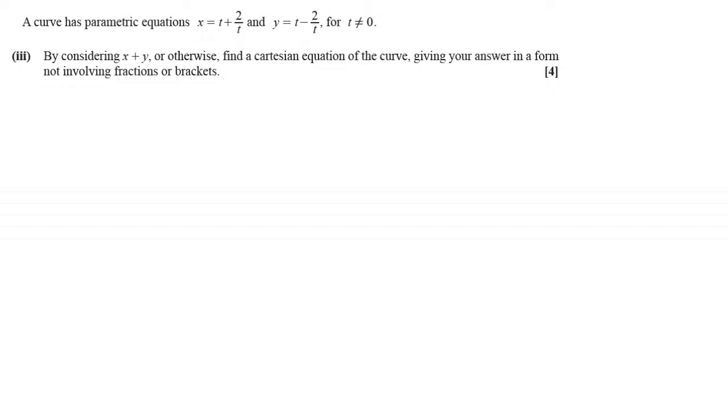You've got to get what that equation that you just saw was, okay? We've got the parametric equations that we were given at the beginning of the question, and it says by considering x plus y or otherwise, find a Cartesian equation of that curve that you just saw drawn there, giving your answer in a form not involving fractions or brackets. So again, look at that ending here, okay? So away you go, 4 marks for this. See what you can do with that. Enter your answer in for that Cartesian equation.